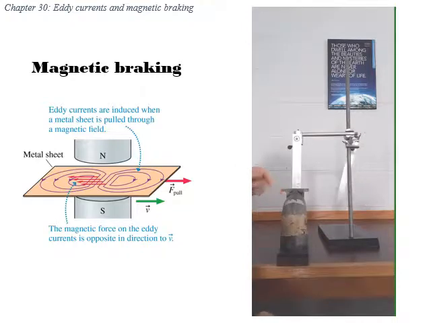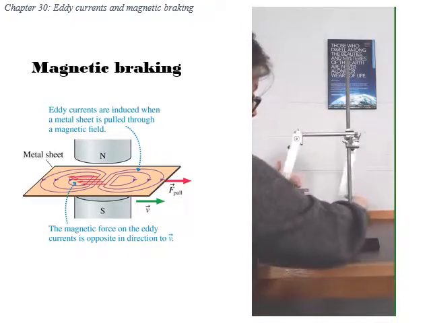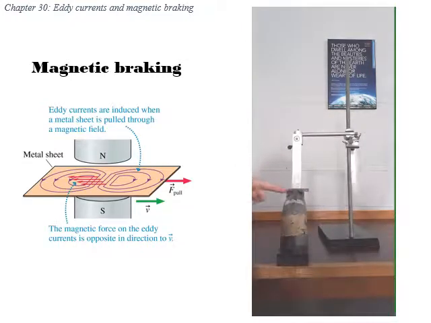So that guy stopped almost right away. Let's just look at that again. So it stops. So this is an example of magnetic braking. As the bar moves through the magnetic field, it induces a current in the bar. That current feels a magnetic force. That magnetic force opposes the motion and brings the bar to a stop.